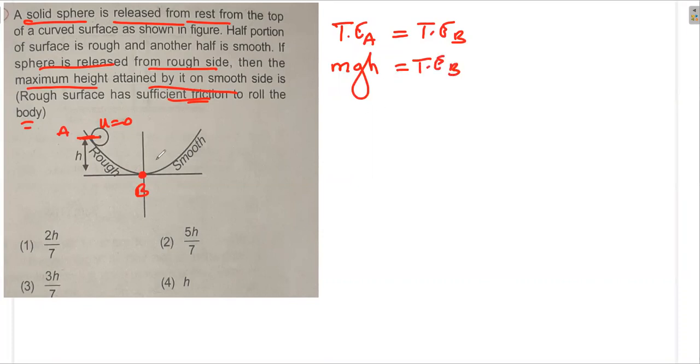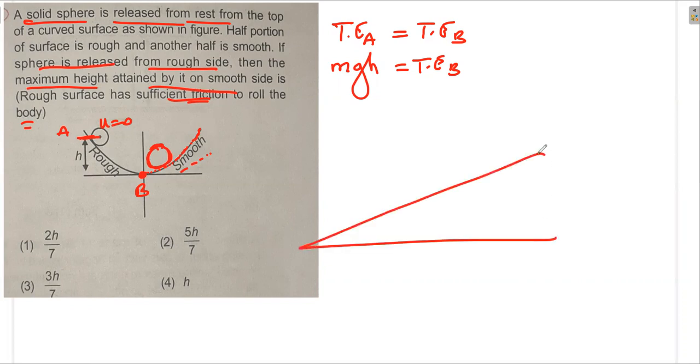Now, what will happen? From this point onwards, it's going to move up. Again, energy is conserved. At the highest point, what you have to understand is the object's velocity will be zero, but it'll still be rolling. You need to understand clearly. Smooth means there is no friction acting on it. So if there is no friction, there is no torque.